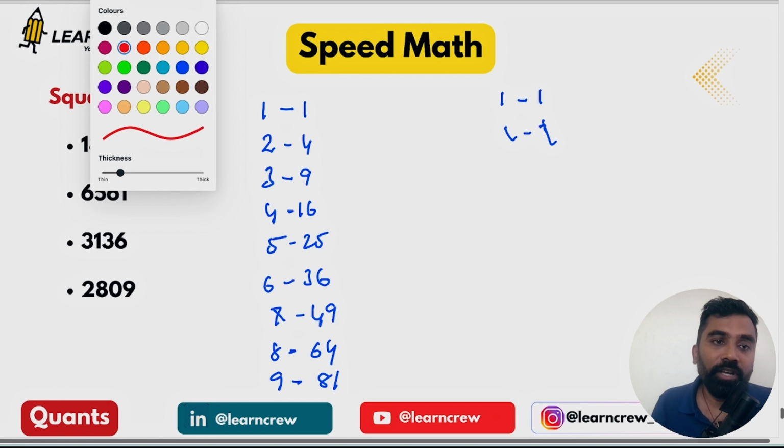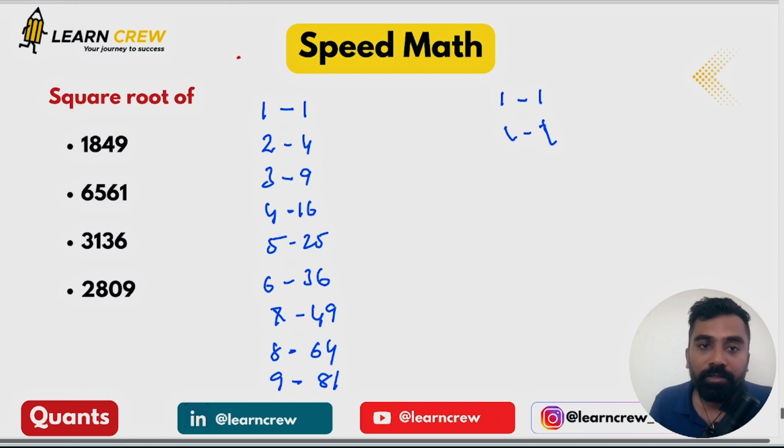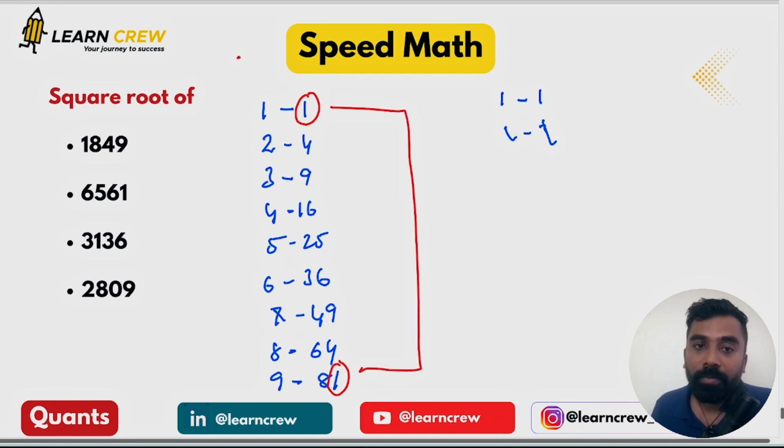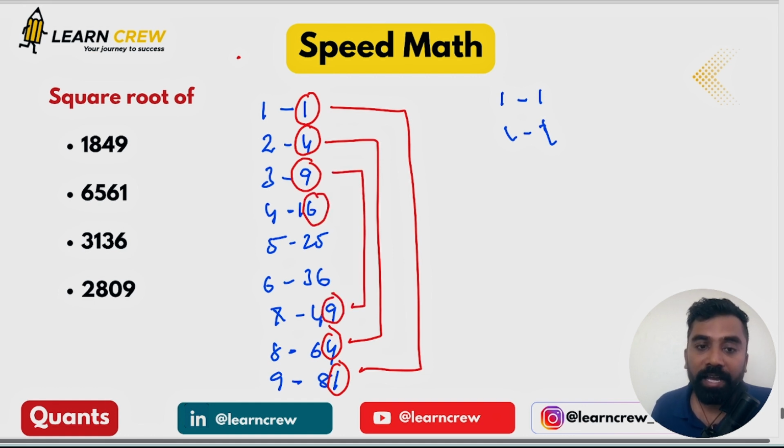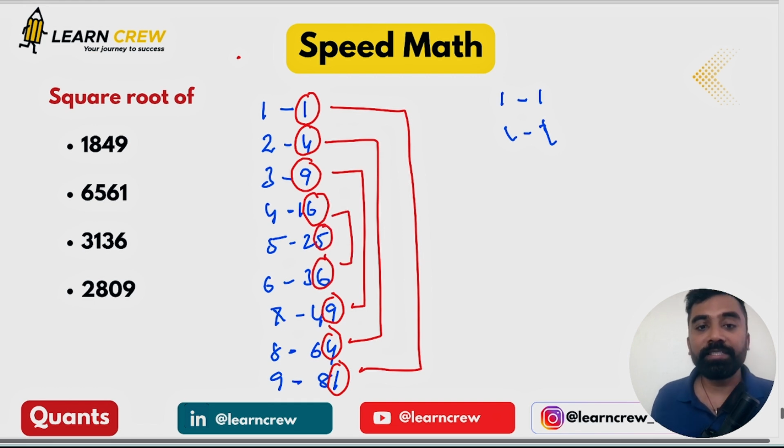Right? So now, the units place of 1 square and 9 square ends with 1. The units place of 2 square and 8 square ends with 4. The units place of 3 square and 7 square ends with 9. The units place of 4 square and 6 square ends with 6. The units place of 5 square ends with 5.